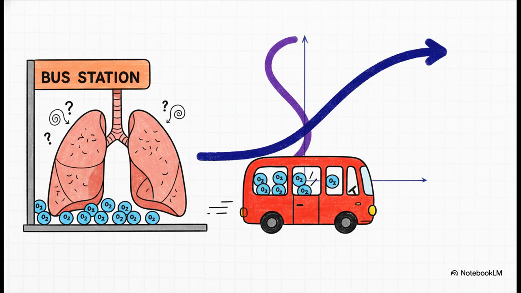For example, take a patient with severe acidosis, meaning their blood is way too acidic. This causes a massive right shift. Now hemoglobin's grip is so loose that it can't even pick up oxygen properly in the lungs. The buses are leaving the station half empty. The entire oxygen delivery system starts to break down.